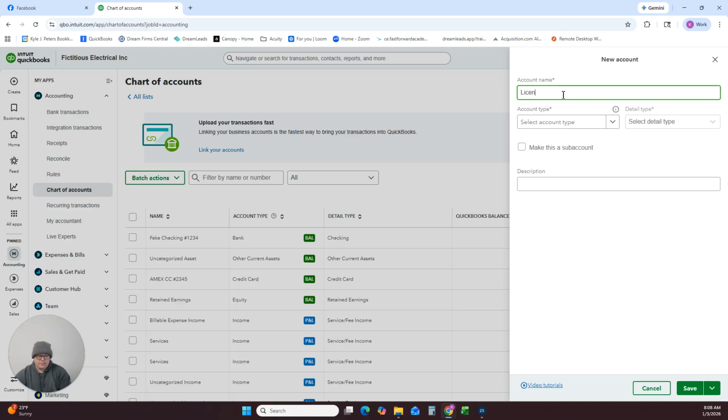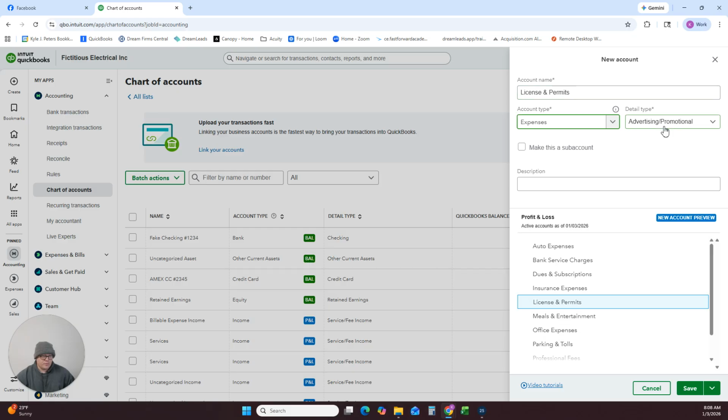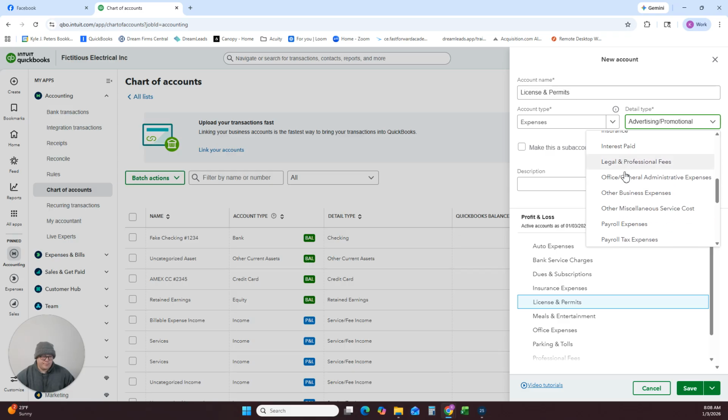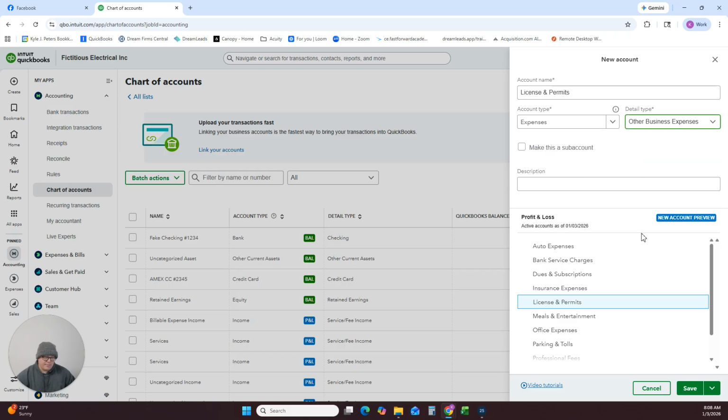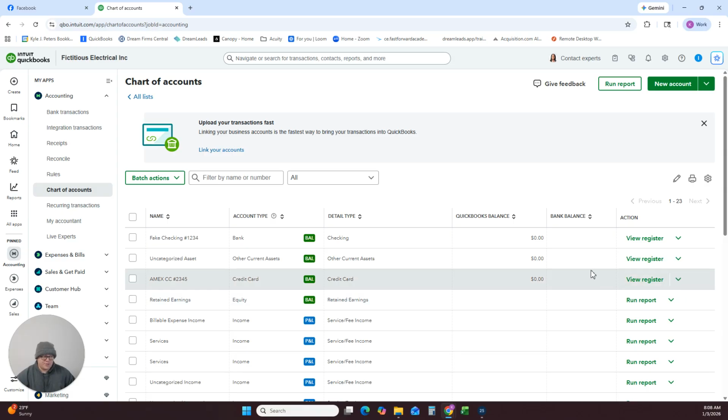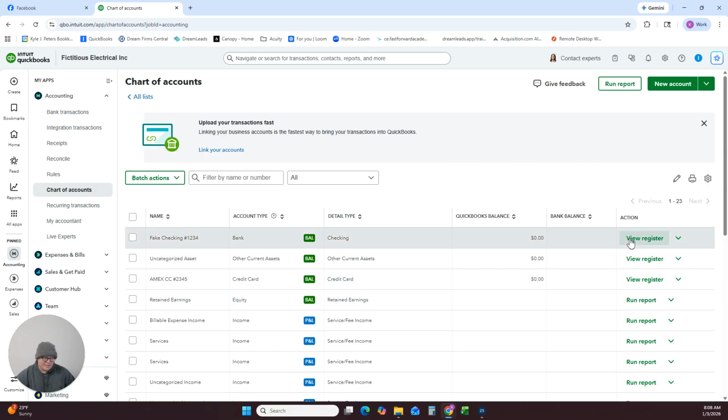License and permits. This would be like, you've got to pull permits from the town, or maybe your licenses, like your contractor's license or something like that. They seem like kind of a goofy combo to pair, but a lot of people pair them and it's fine. You could break it out separately if you want to, permits and licenses. If you wanted to have two separate accounts, you could do that. It's fine.